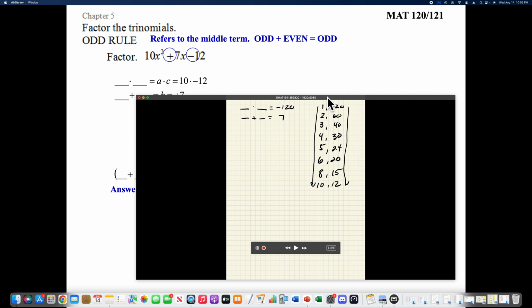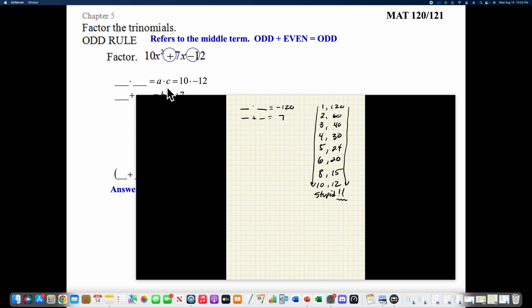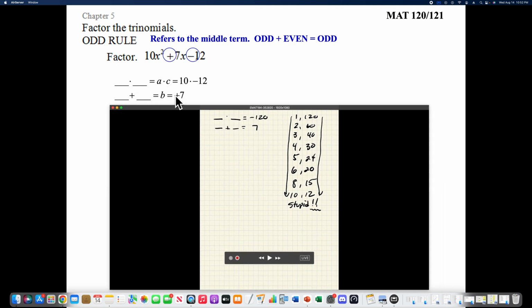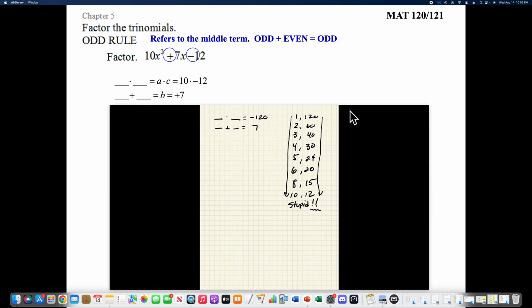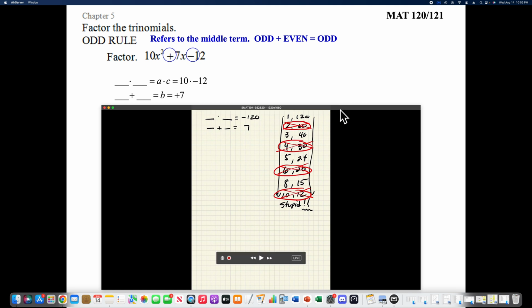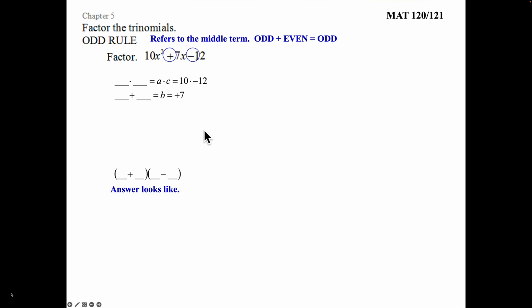Now, the reason I say this is stupid is because we said you had to have an odd and an even to get to the 7. You need an odd and an even. Well, folks, I just found an even and an even, even and even, even and even, even and even. Half of my choices that I went out and found won't work. Why am I wasting my time finding numbers that I now know don't work? So don't do this. No. We're going to work smarter, not harder.